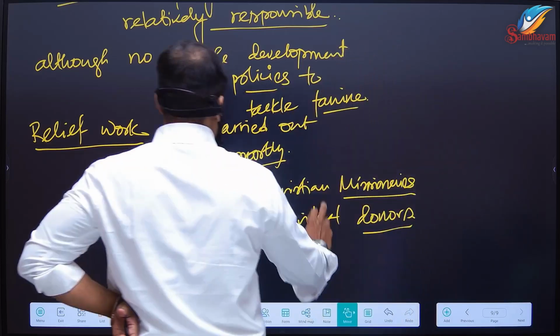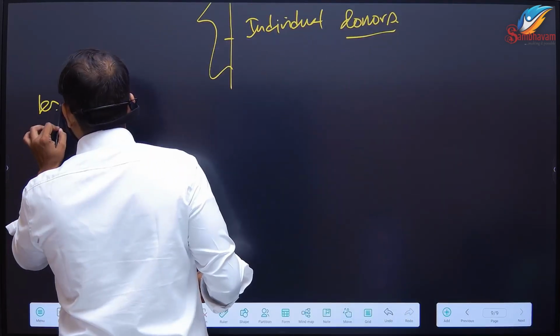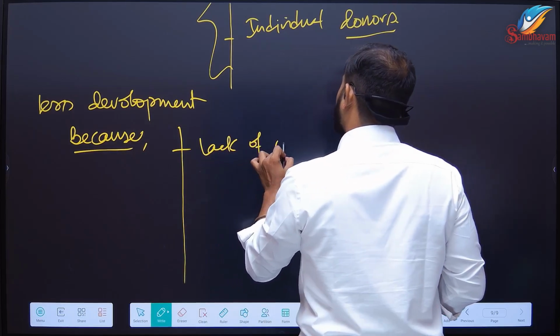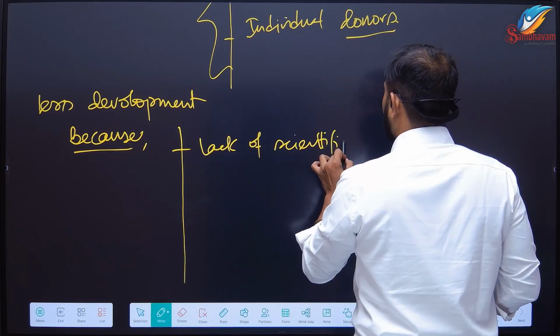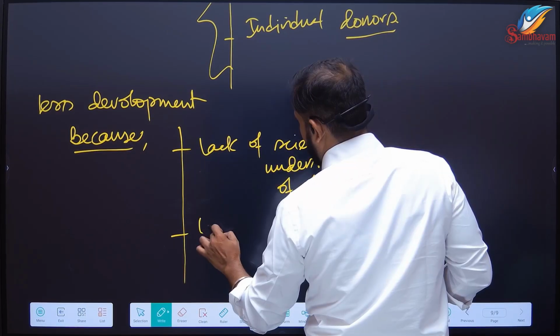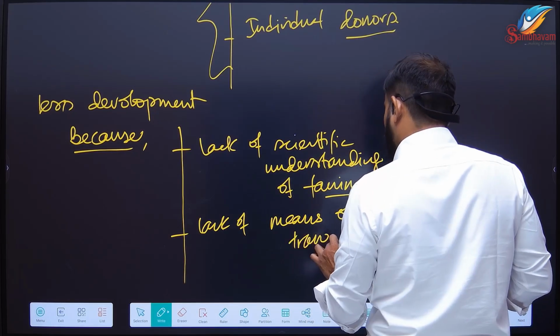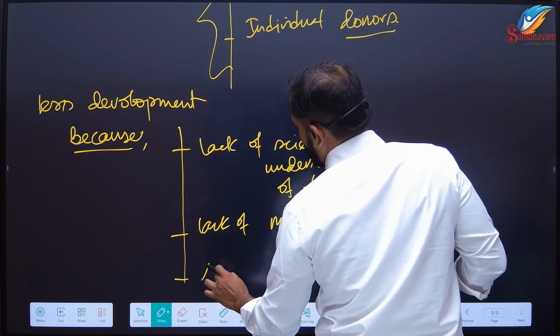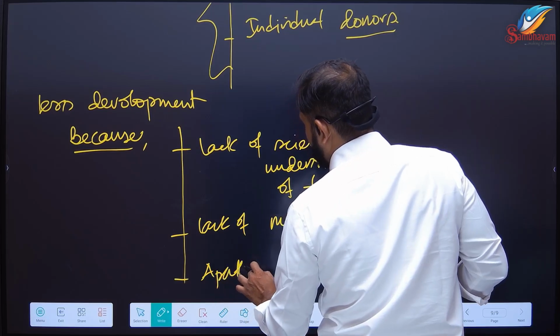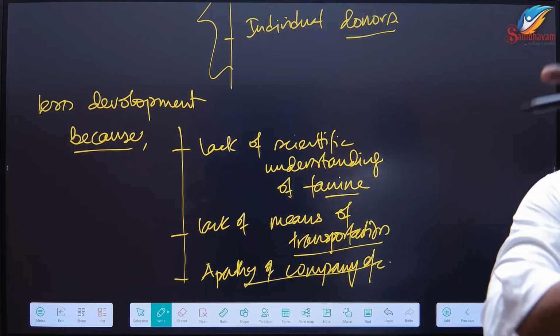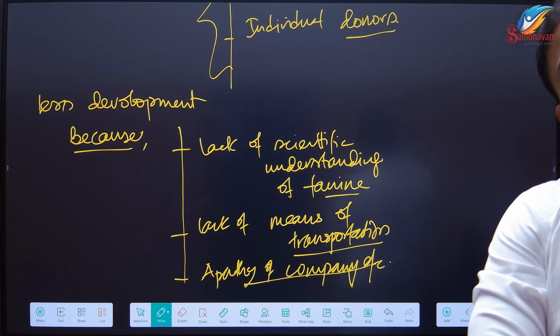Beneath that, write down less development because of lack of scientific understanding of famine, lack of means of transportation. I am referring to railways. Also, apathy of company, etc. This is everything. You write it down. We will jump towards crown rule. Or what shifts do we notice during crown rule?